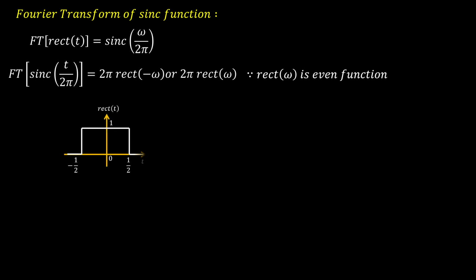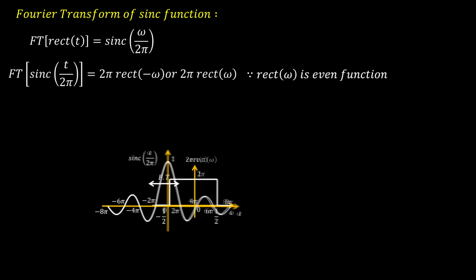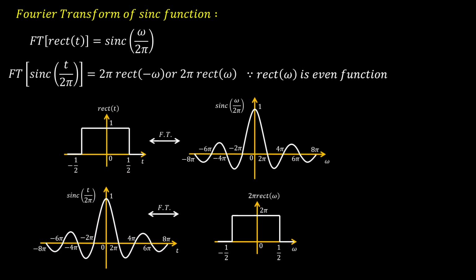Now let's see the plot. This is the rectangular pulse, which is 1 from minus 1 by 2 to plus 1 by 2 and 0 otherwise. And its Fourier transform is the sinc function, sinc of omega upon 2 pi. Now we will apply the duality property to find the Fourier transform of this sinc function, where omega is replaced by t. So the Fourier transform of the sinc function is a rect pulse.